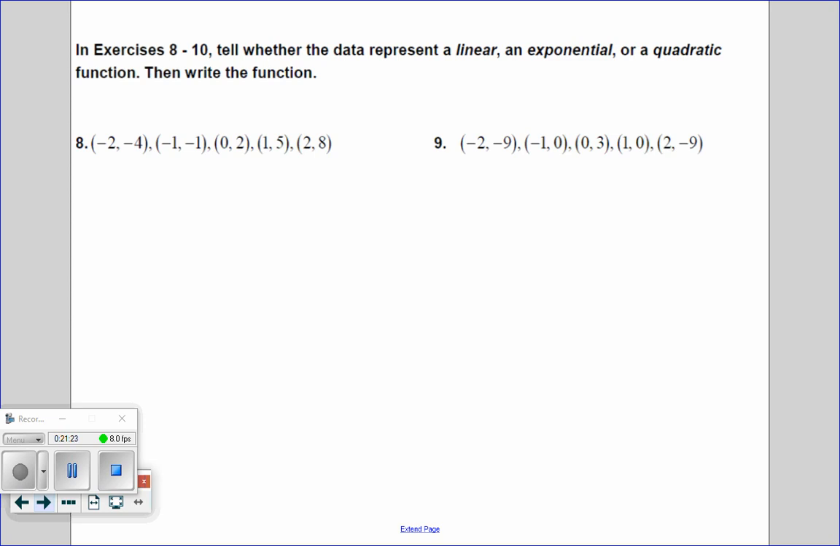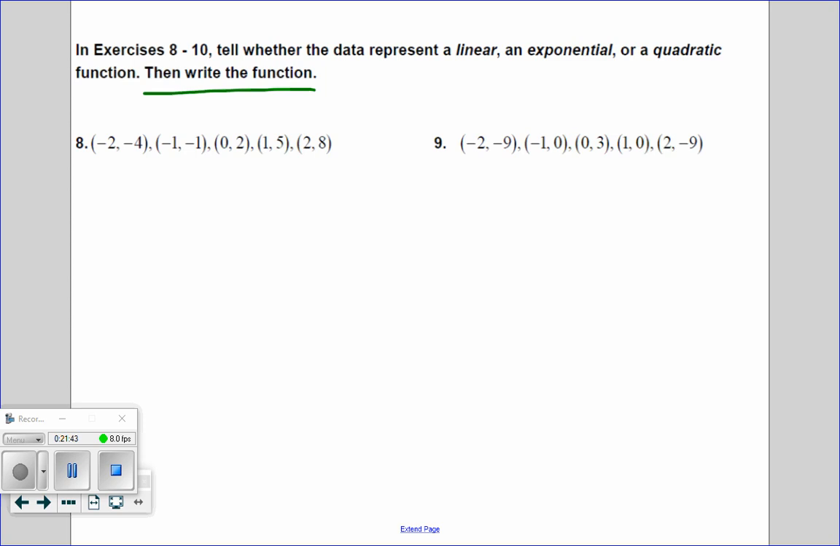The other and probably more important distinction here is that after we decide which function family this data belongs to, they want us to actually write the function. And it's been a while since we've written a linear equation or an exponential equation, so we'll practice that, okay? So let's try number 8.